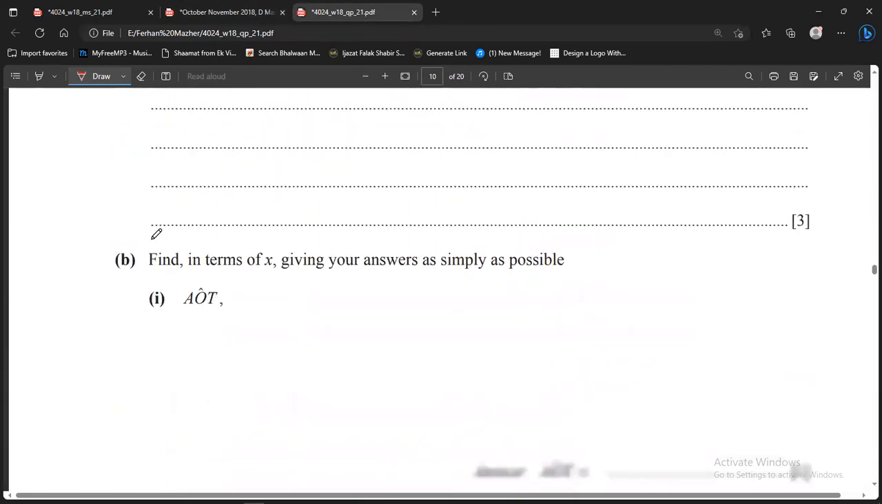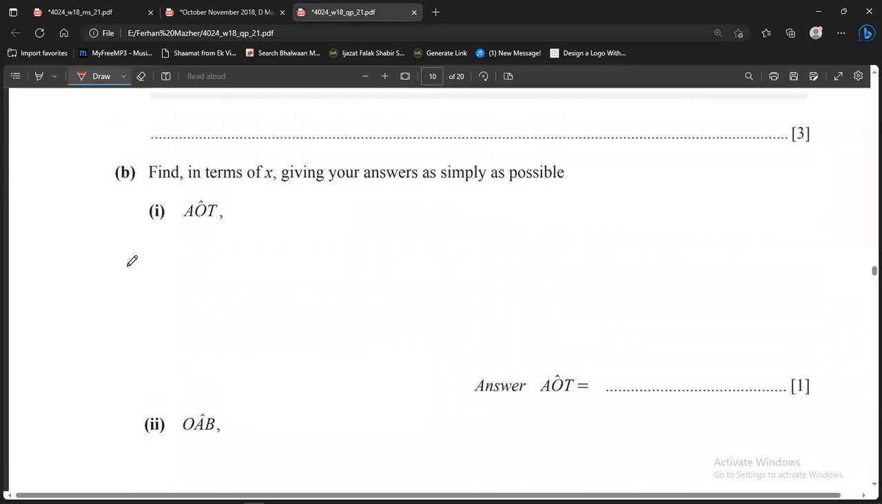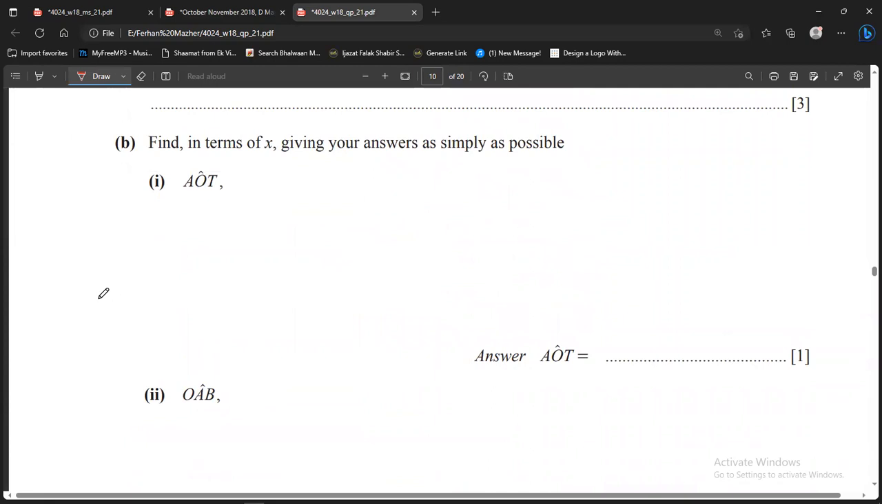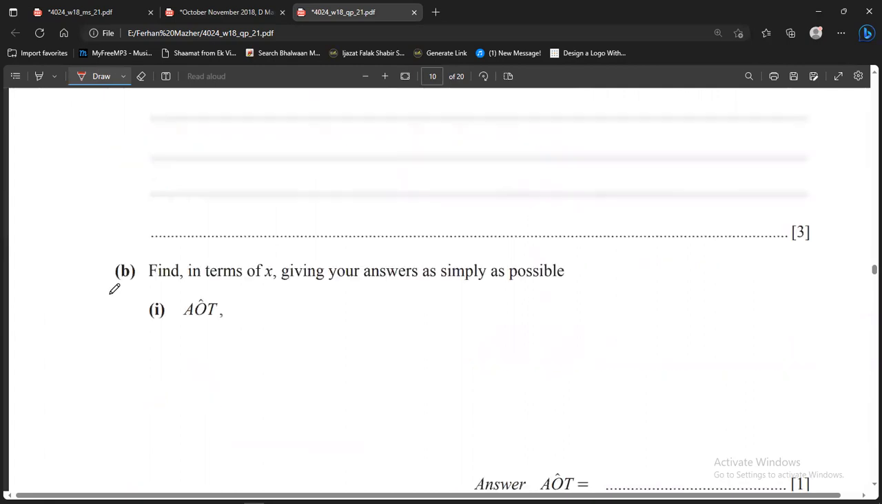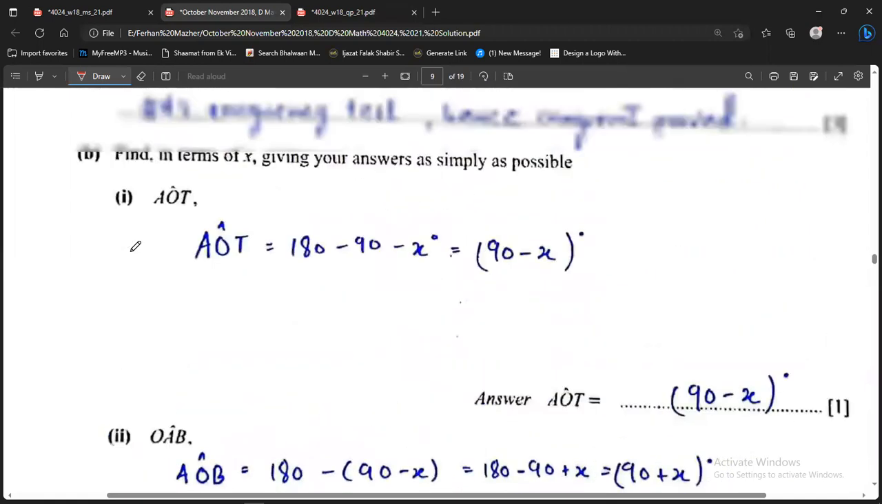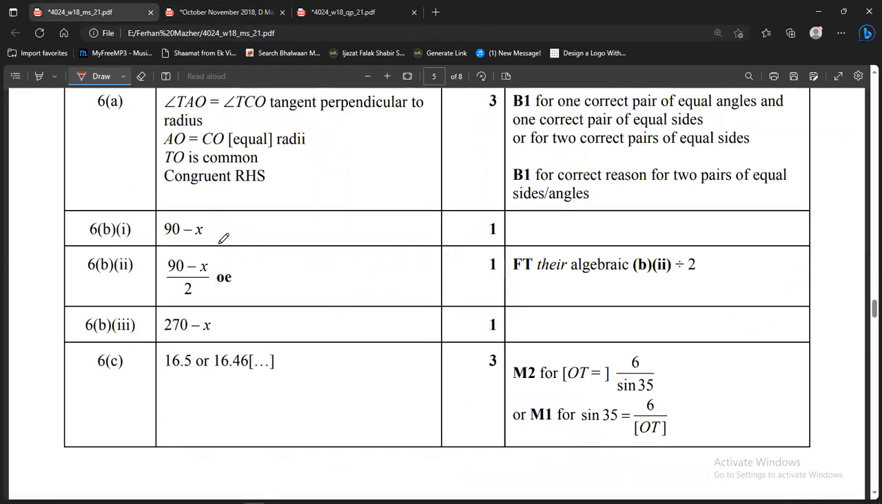Then we have question number 6, and it's B part. He says, find in terms of x, giving your answer as simply as possible, the angle AOT. They want me to find out this angle. Okay. So this angle will be x plus 90 plus AOT equals to 180. So the AOT will be equals to 180 minus 90 minus x. So that is 90 minus x. Basically, this will be 90 minus x.